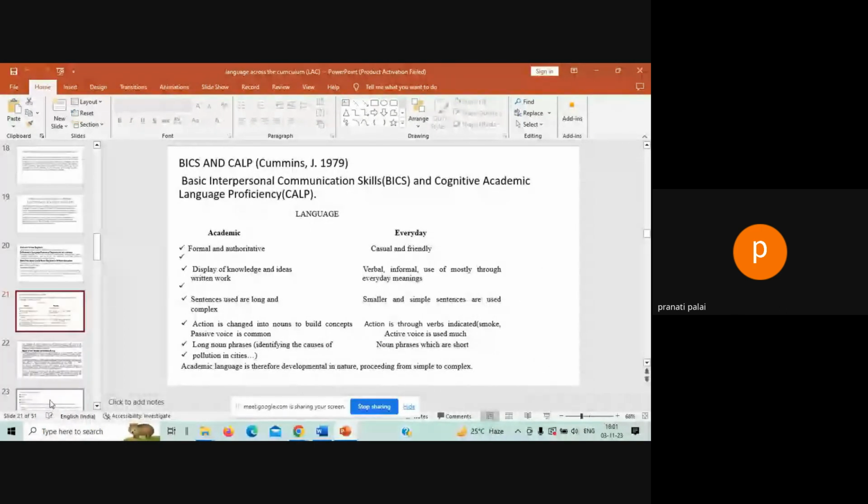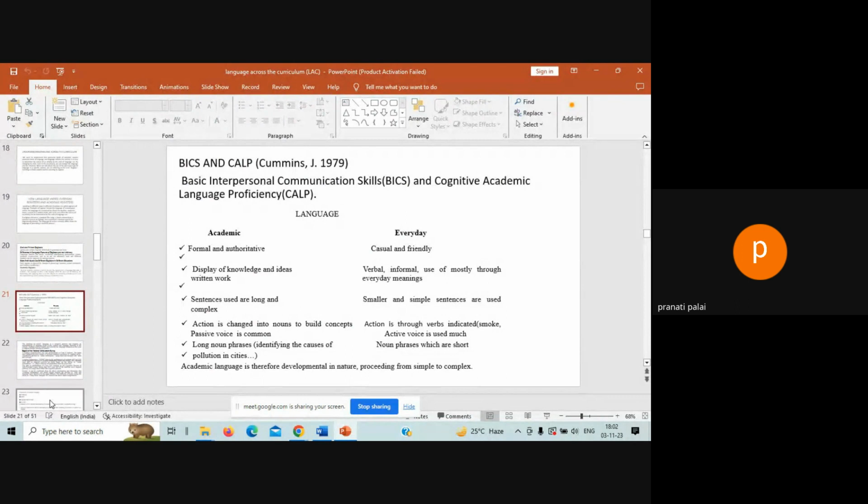So Cummins in 1979 differentiated between two types of skills, that is BICS and CALP. Basic interpersonal communication skill and cognitive academic language proficiency. Basic interpersonal communication skill is particularly those registers or languages which are used in an informal setting. Suppose we are communicating with our friends, with our relatives, with somebody who is very close to us. So that becomes basic interpersonal communication skill.